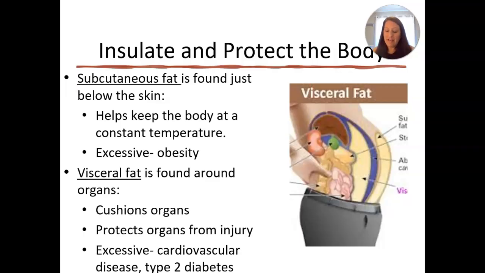However, excessive visceral fat is not a good thing. Excessive visceral fat is going to be a hallmark of cardiovascular disease. We see excessive visceral fat linked with type 2 diabetes, fatty liver, and some forms of cancer. So again, an excessive amount of subcutaneous fat is not great, and an excessive amount of visceral fat is really not great. But some is necessary.